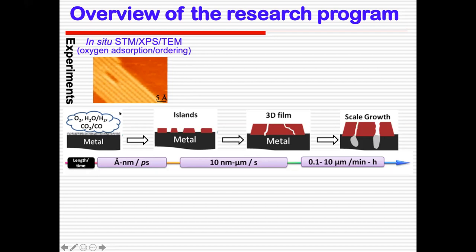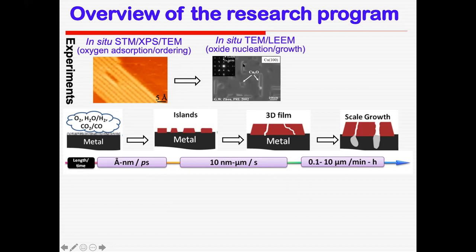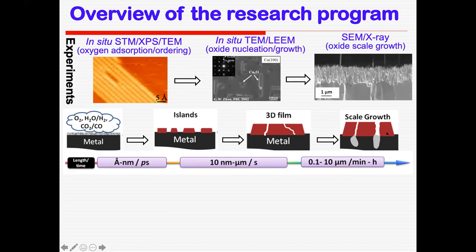So this basically deals with the reaction at the atomic scale. And then we can look at the nucleation and growth stages, the oxide nucleation and growth. Further, we can look at the non-thermal oxidation behavior, for example, the interface and oxide growth morphology, where you have a continuous oxide layer. Meanwhile, we also use modeling to complement the experimental observations.